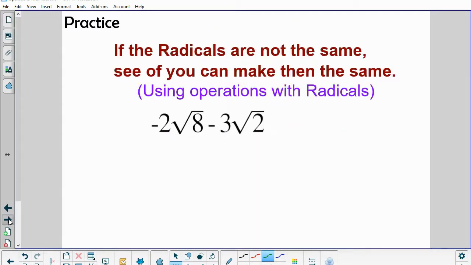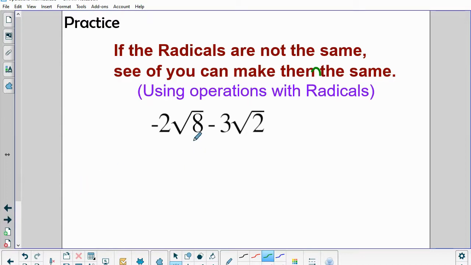All right, but if the radicals are not the same, see if you can make them the same. And so I needed to put a little m right there instead of n. But you're trying to make them the same, and then if you can make them the same, you can combine them. So what do we mean by that? So let's take a look.